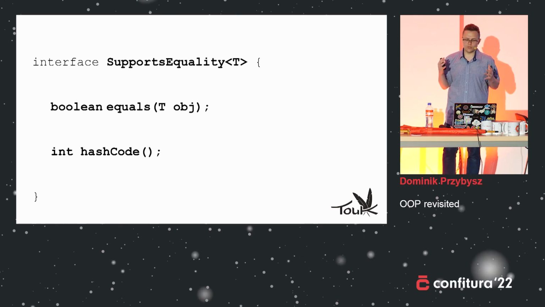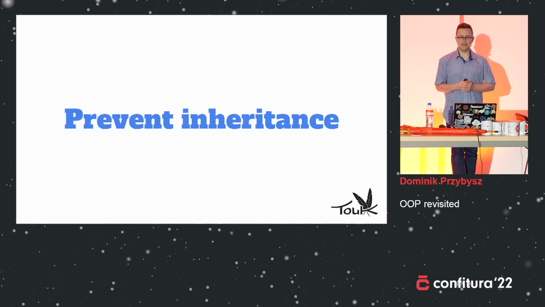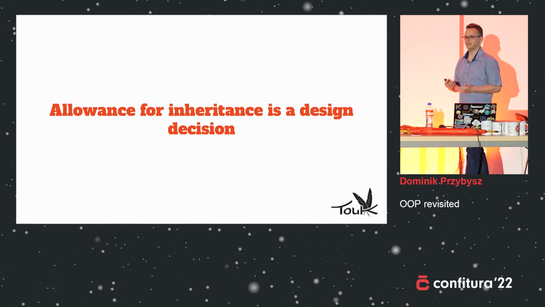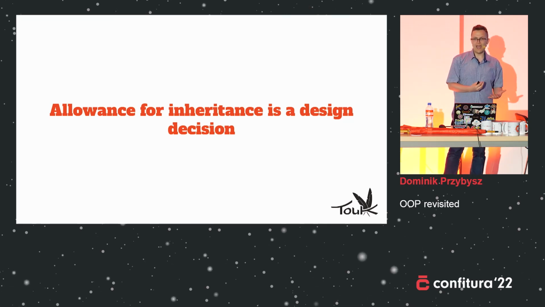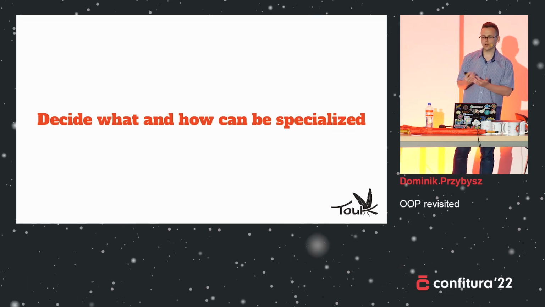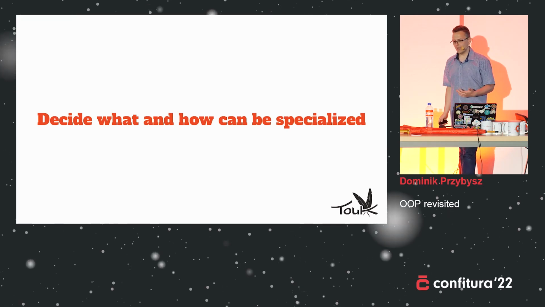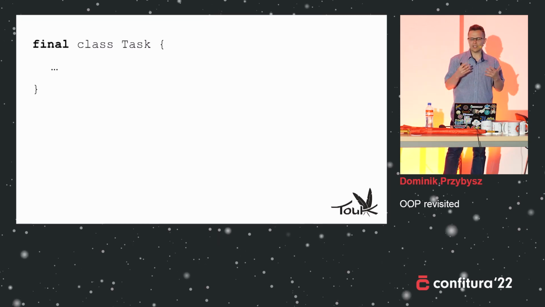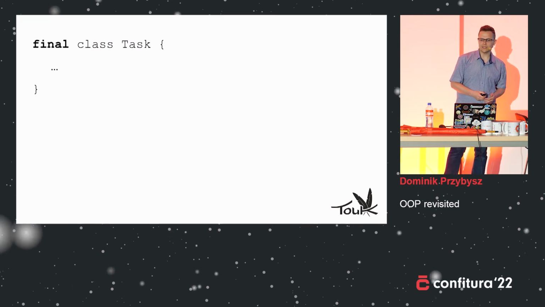Okay, so if we have so many problems with inheritance, maybe it's a good idea to prevent inheritance in our software. And remember that allowing inheritance is your design decision inside your code. You should always decide what and how can be specialized in your code. And it doesn't break the open-closed principle. Let's imagine that we have a final class, and it's okay. We are not designing this class internally to be extended by other classes.